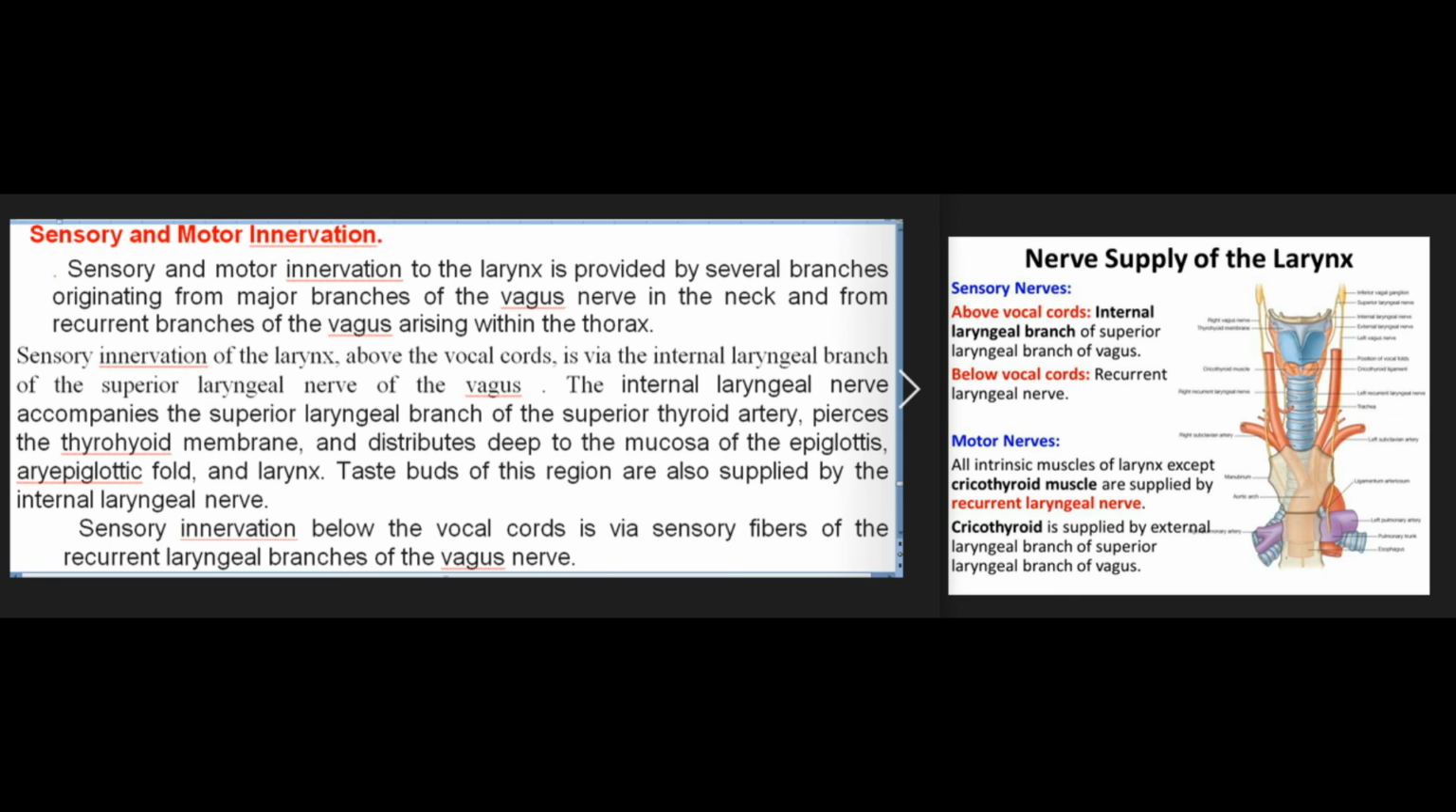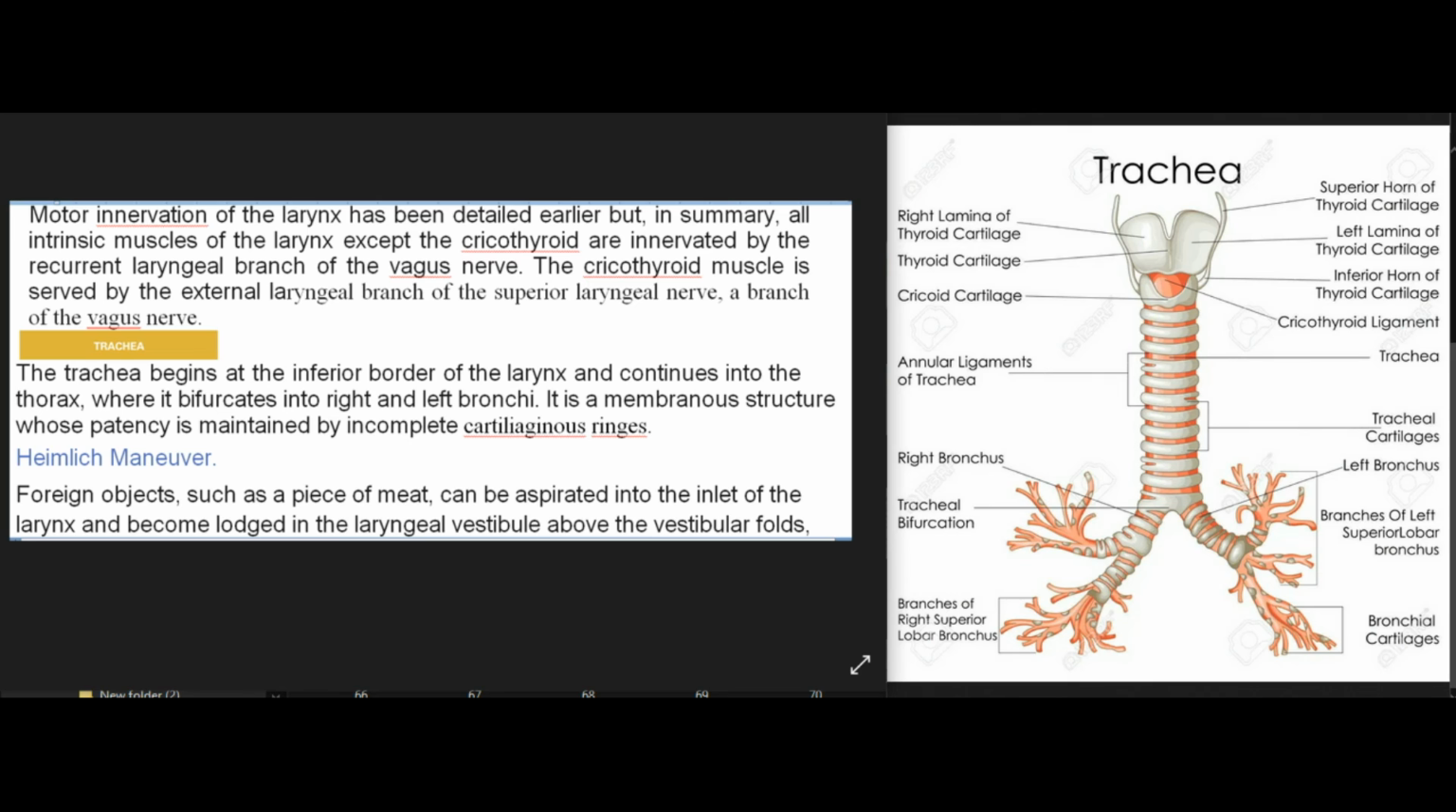Sensory innervation below the vocal cords is via sensory fibers of the recurrent laryngeal branches of the vagus nerve. Motor innervation of the larynx has been detailed earlier, but, in summary, all intrinsic muscles of the larynx except the cricothyroid are innervated by the recurrent laryngeal branch of the vagus nerve. The cricothyroid muscle is served by the external laryngeal branch of the superior laryngeal nerve, a branch of the vagus nerve.